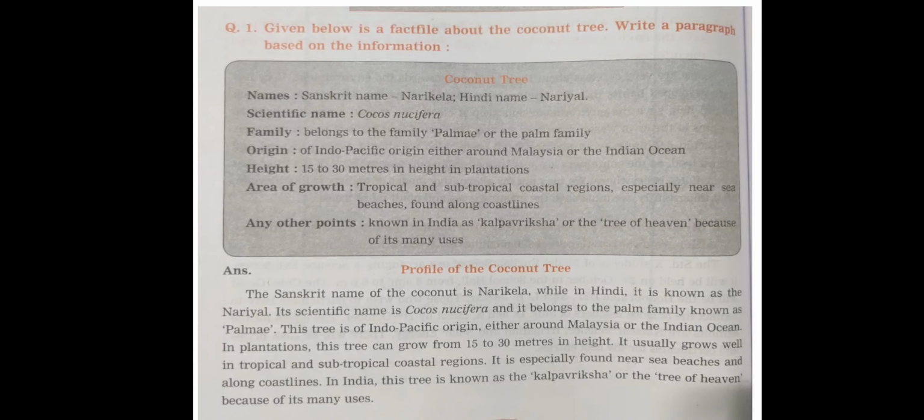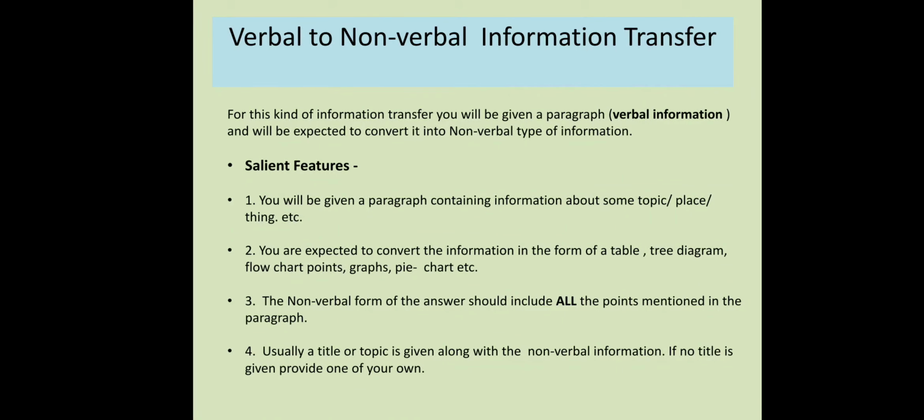In plantation, this tree can grow from 15 to 30 meters in height. It usually grows well in tropical and subtropical coastal regions. It is especially found near sea beaches and along coastlines. In India, this tree is known as Kalpavriksha or the tree of heaven because of its many uses. If you have seen, whatever the points we have given in the question in the fact file, we have all included in the paragraph. Next one, verbal to non-verbal information transfer.